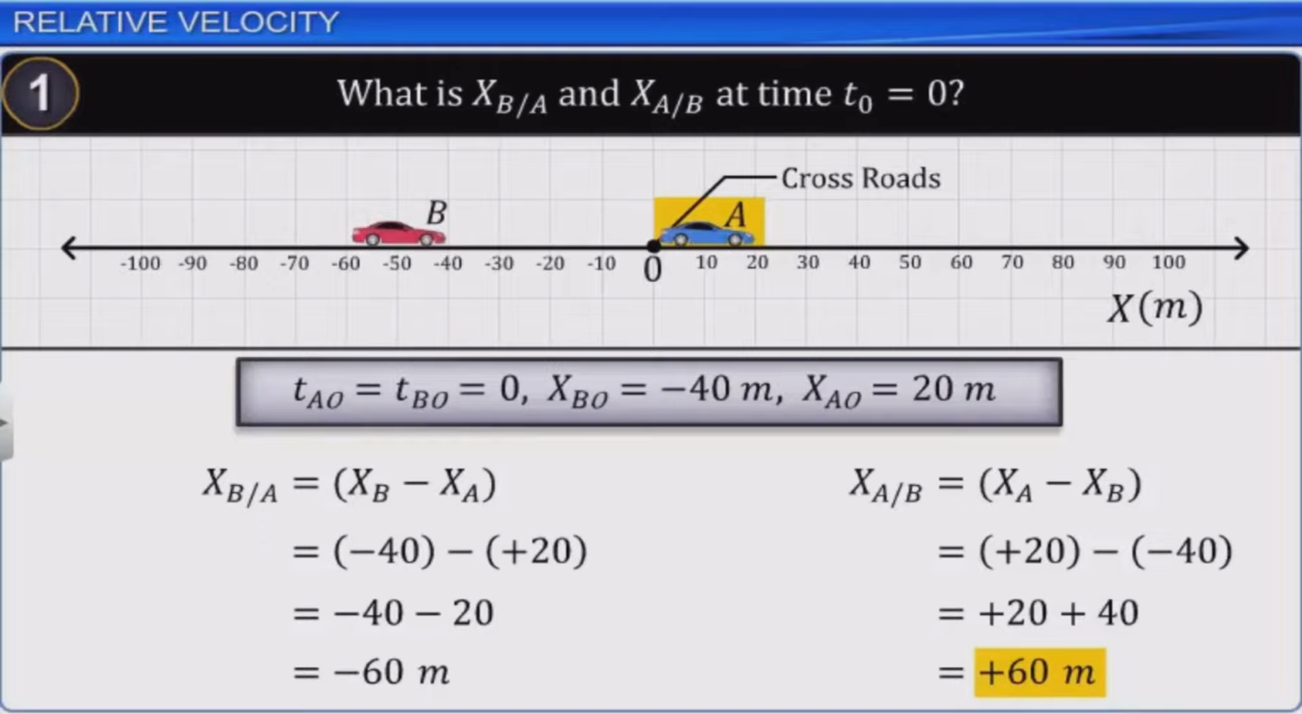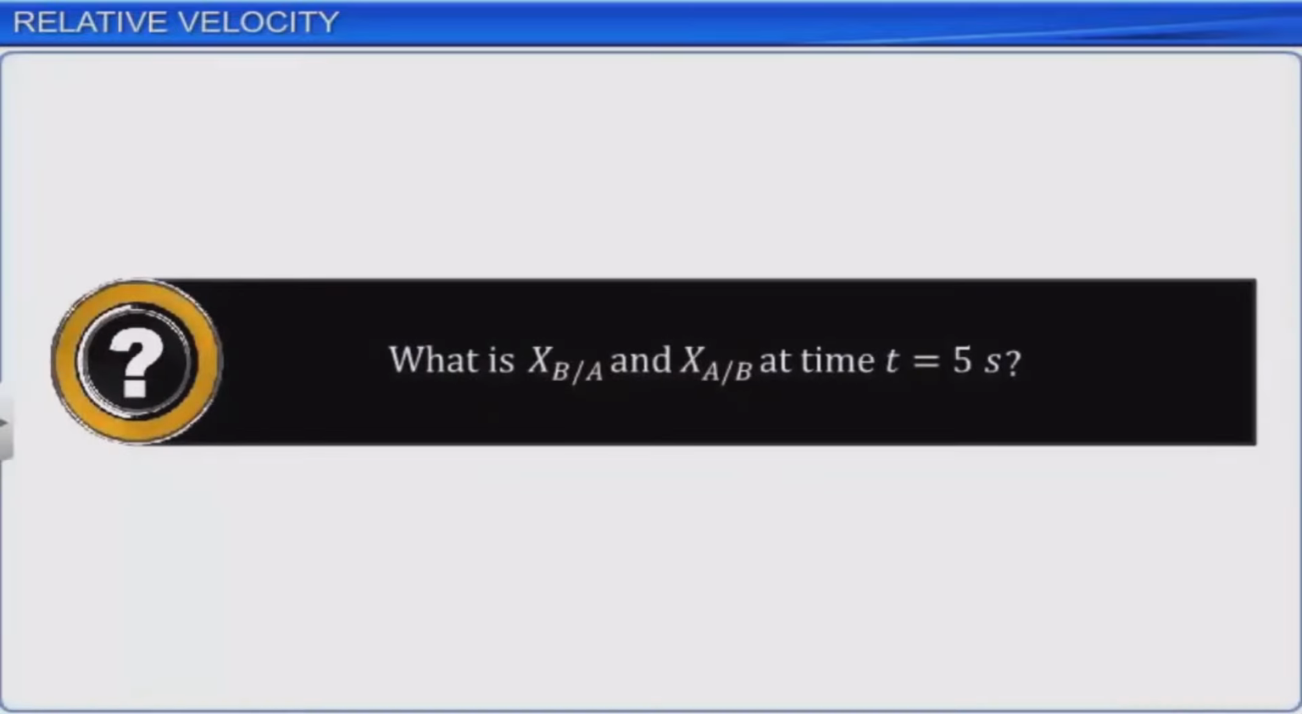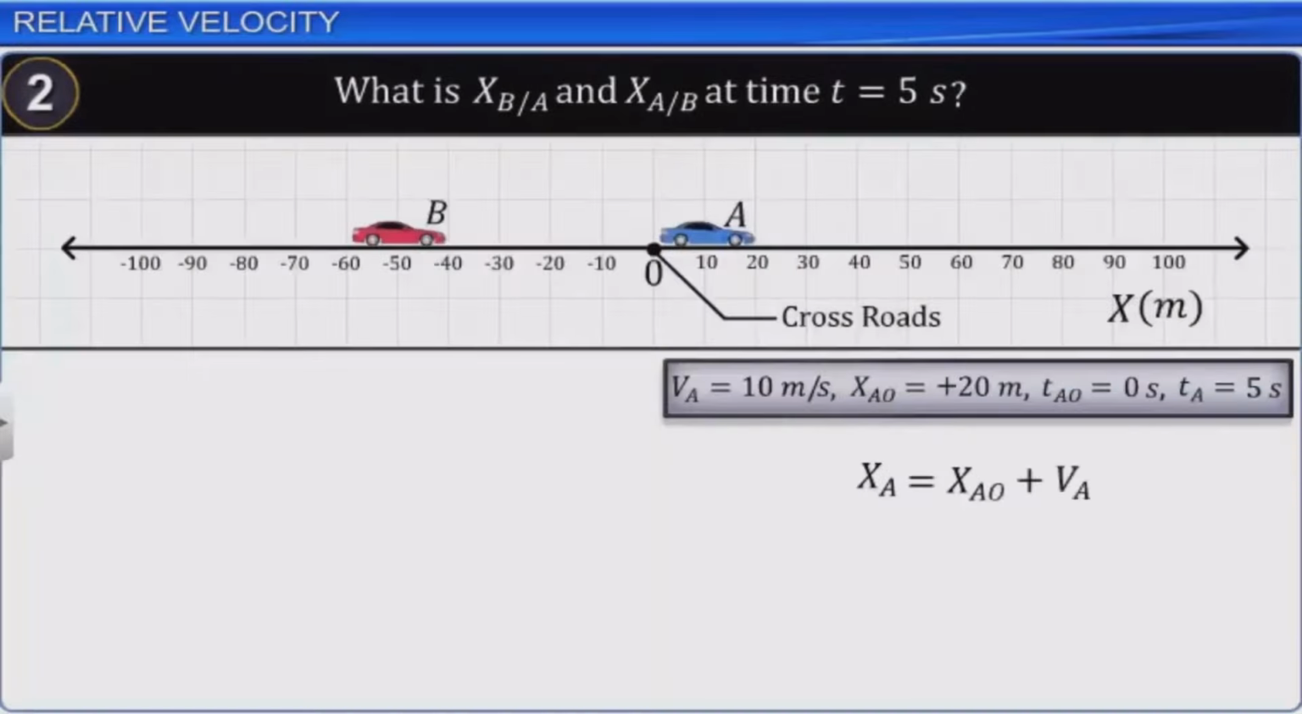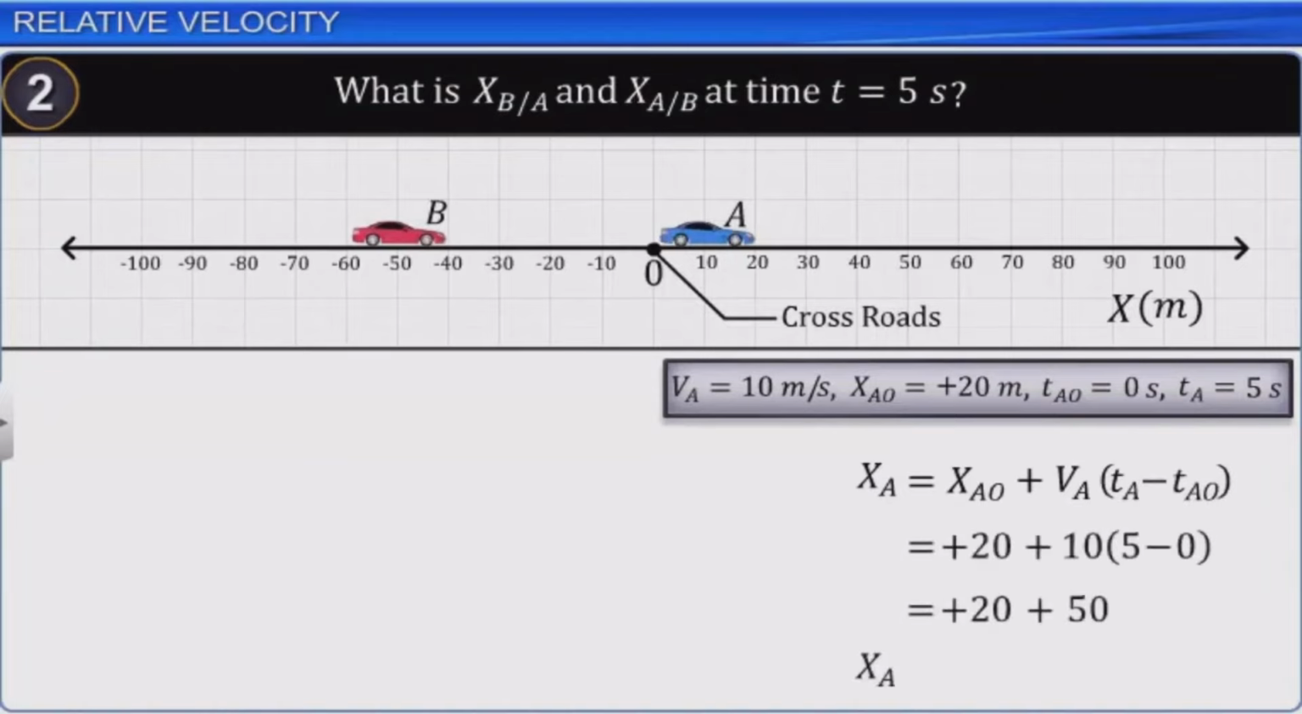2. What is x_B/A and x_A/B at time t equal to 5 seconds. Here, v_A is equal to 10 meters per second. x_A0 is equal to plus 20 meter. t_A0 is 0 second and t_A is equal to 5 seconds. We need to find x_A. x_A is equal to x_A0 plus v_A into t_A minus t_A0. On substituting and simplifying, we get x_A equal to plus 70 meter.